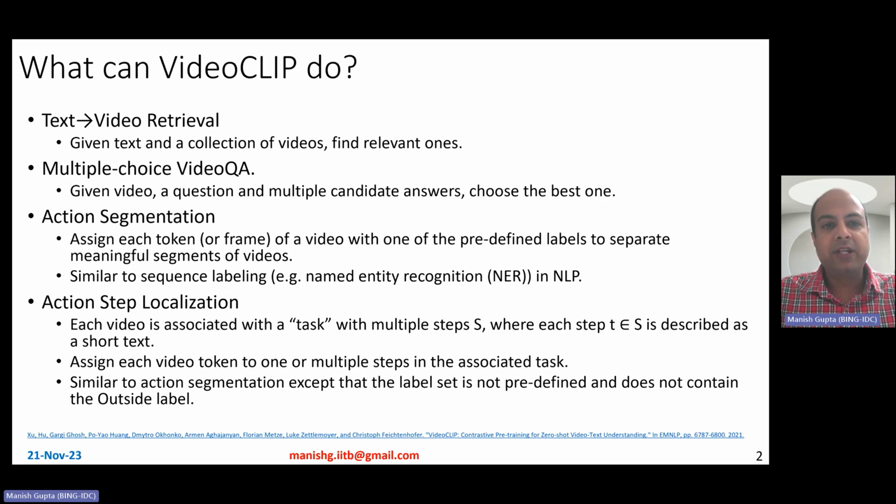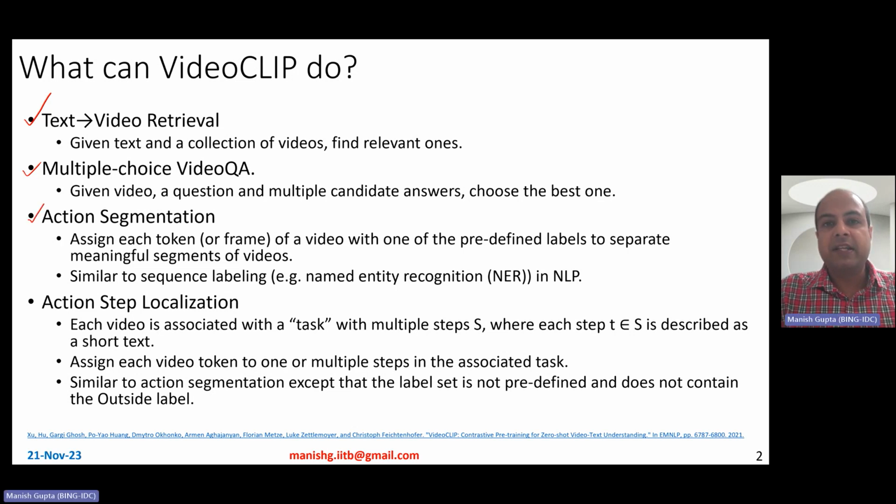The first one is text to video retrieval. The idea is, given a text and a collection of videos, can I have a model that can find me relevant videos for this text? It's basically text-based video search. Multiple choice video question answering: here, given a video, a question, and multiple candidate answers, how can I have a model that can choose the best answer out of those multiple choice options?